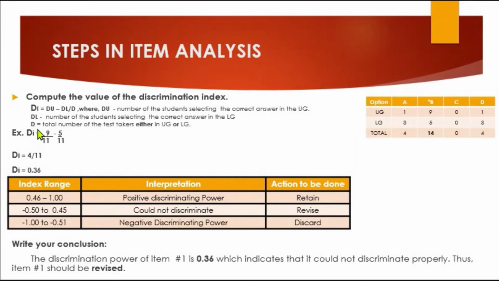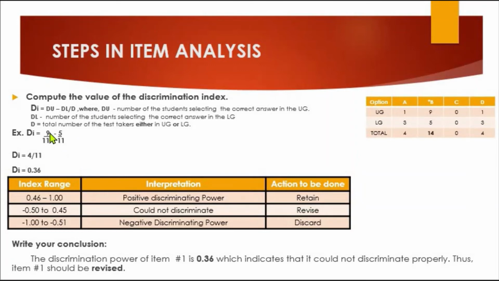And then, over D, so itong D, yung total number of the test takers either in upper group or lower group. So, ibig sabihin, isa-sum up po natin yung total number ng test taker sa bawat grupo. Kung dito po sa upper group, ilan po lahat ng nag-take? So, dito bibilangin lang po natin 9 plus 1 plus 1 is 11. So, ilagay po natin 11. And then, dito naman sa lower group, 3 plus 5 is 8 plus 3 is 11 din. So, ilagay po natin 11.